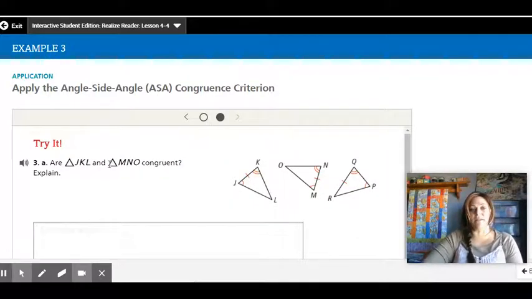Okay, are these congruent? So again, watch that order. JK matches up with MN. So JK, see how there's a single tick mark? MN, single tick mark. Then match up the angles. Angle J, does that have the same markings as angle M? J, M, and go from there. And you determine if those are congruent by angle, side, angle.